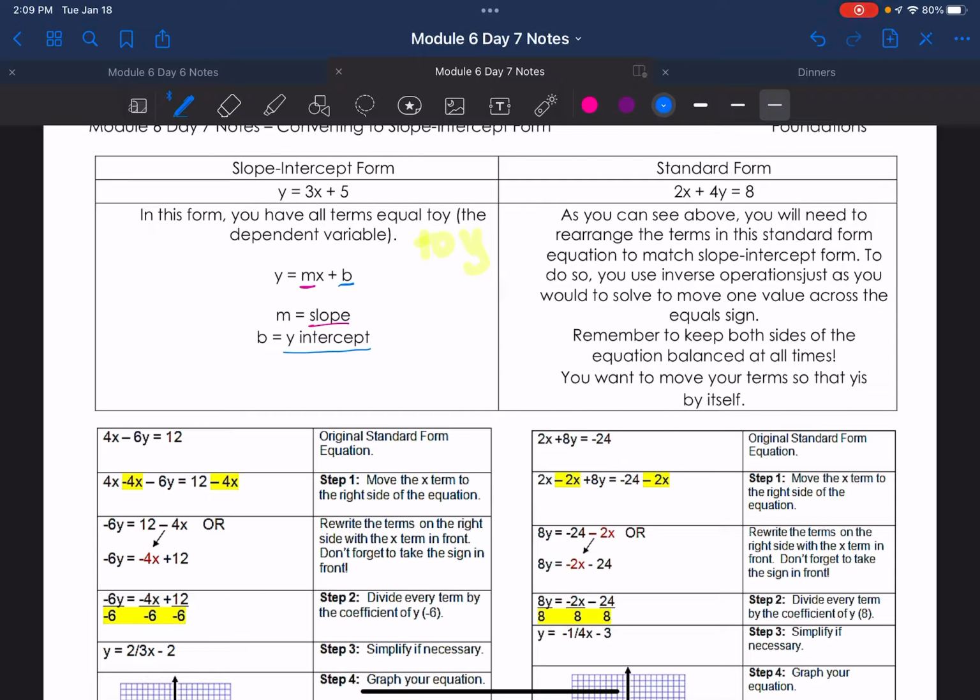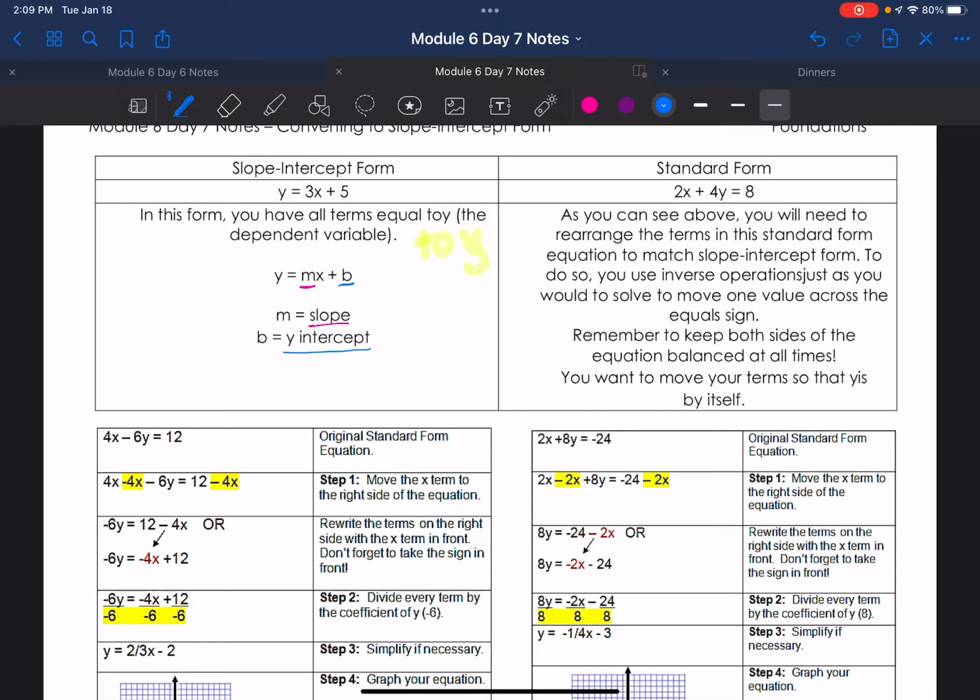What we do see over here, though, on standard form is where it says 2x plus 4y equals 8. So you can see that this is not in slope intercept form. It is not set to y equals, which is what we need to be able to graph. So what you're going to need to do is solve for y.